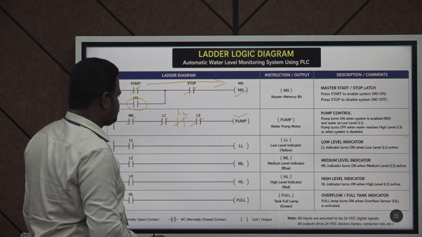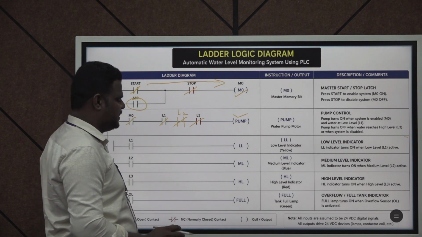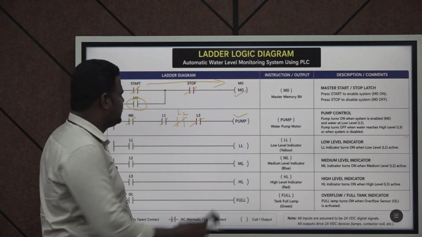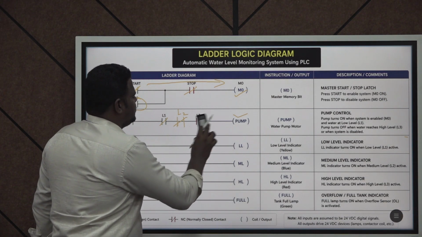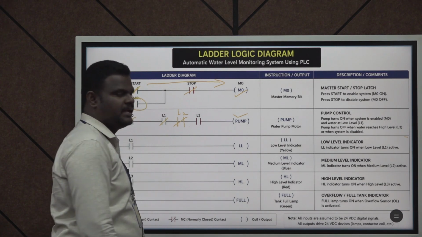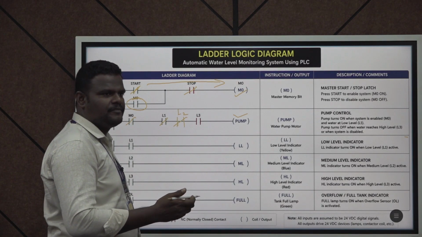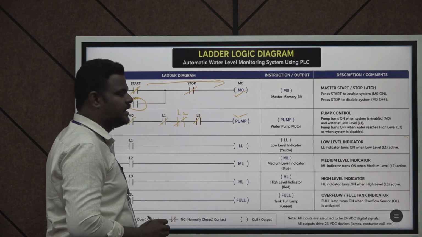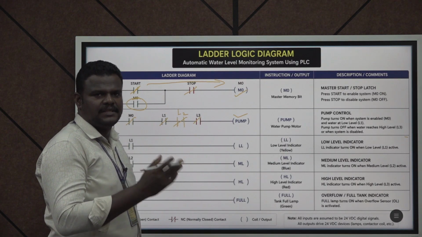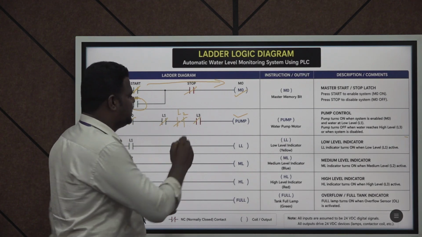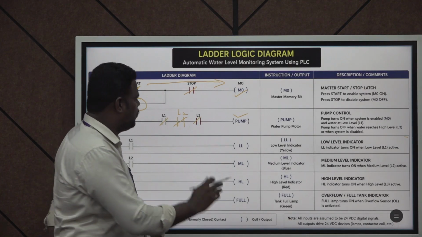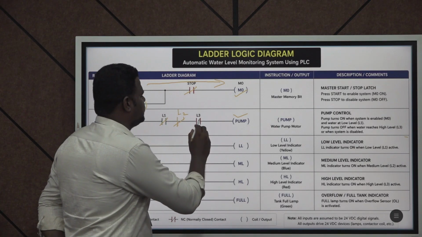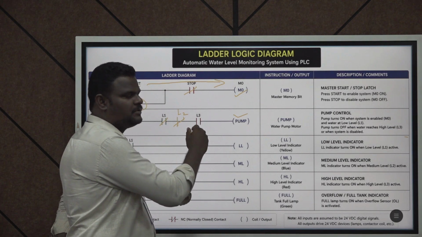Suppose L3, the high level sensor, is detected. At that time the L3 sensor value will become 0 to 1. That means here we have used NC contacts. So if the L3 sensor is activated, the NC becomes NO. This information is used to reset the pump. That means this information is used to turn off the pump.